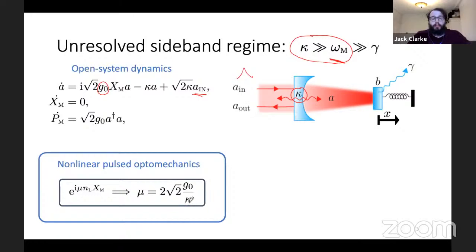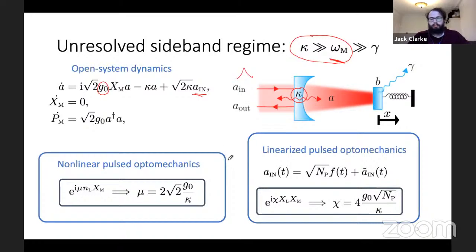Now, for certain systems, G0 on kappa can be quite small, much less than 1, say. And in that case, a common approach is to linearize the interaction. So what we do is we say, okay, this input field has a mean number of photons, n subscript p, which I'm going to say is much, much greater than 1. And so we can write the input field as some mean amplitude, the square root of the number of these photons, times some temporal envelope that describes the shape of the pulse, plus some inherent quantum fluctuations on top of that mean amplitude as well.